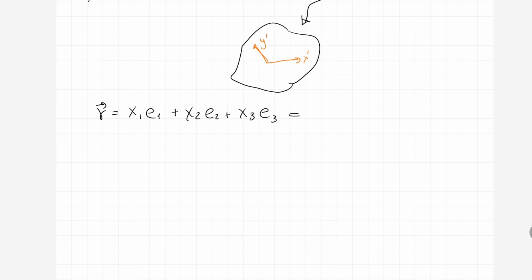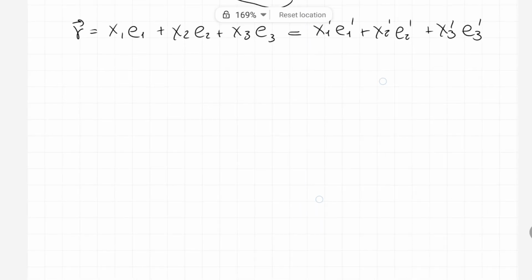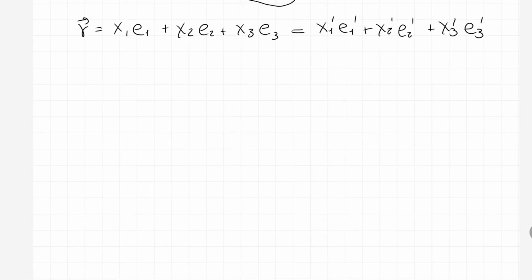In the other coordinate system, we can express this position with the coordinates x1 prime e1 prime plus x2 prime e2 prime plus x3 prime e3 prime. Of course, this needs to be the same because we are locating the same point on the rigid body. If you have already taken some courses of linear algebra, you should know that we can relate two orthonormal bases with a transformation matrix.